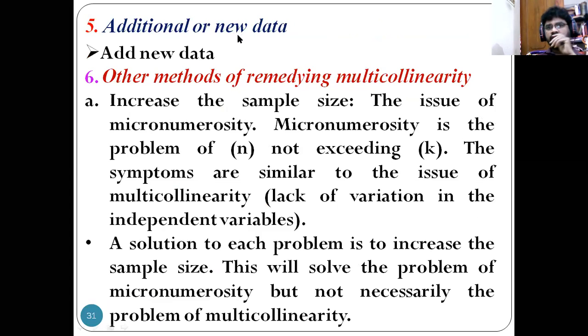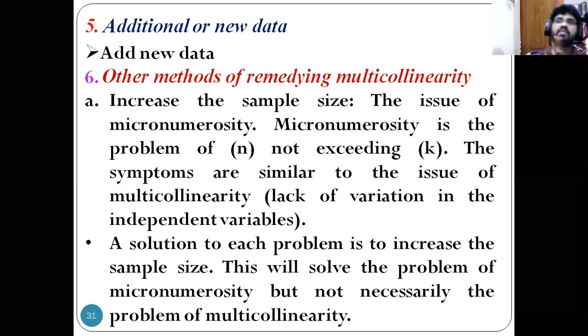Then additional new data. When the model is suffering from a multicollinearity problem, we need to add data. What we have to do? Nothing but extend our time data, extend our observations. For example, if you collect only 30 observations and get the multicollinearity problem, you can increase the sample size.